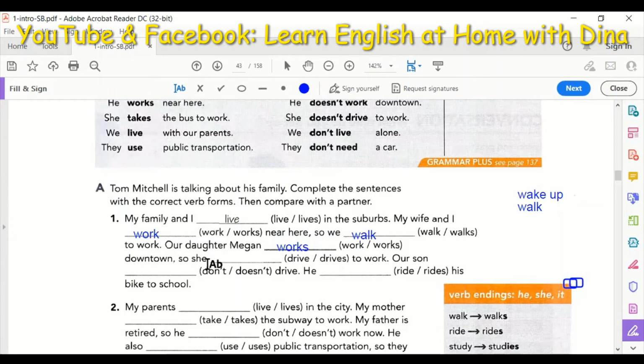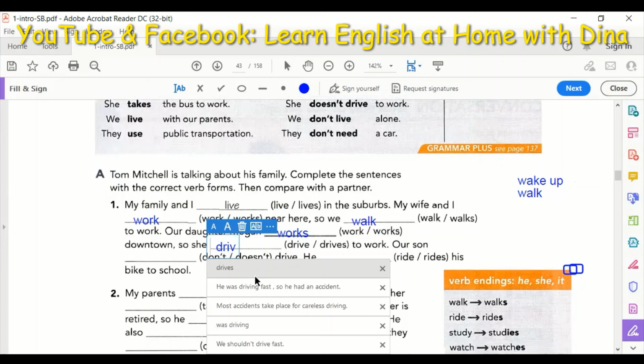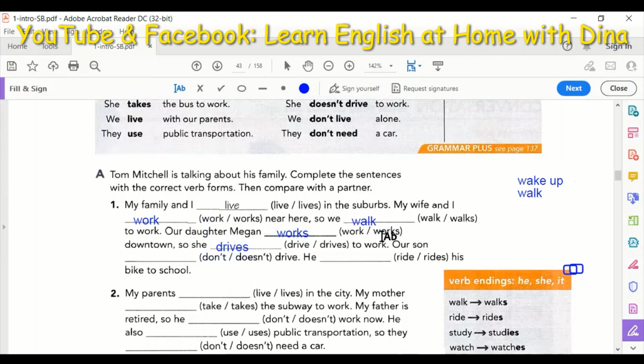Perfect Sarah. Drives. Yusra, very good. Thank you. Excellent. Yes, perfect. Isra, thank you. Awesome. Very good. Thank you. That's really so nice. So yes, طالما she, so we say drives. So she drives to work.